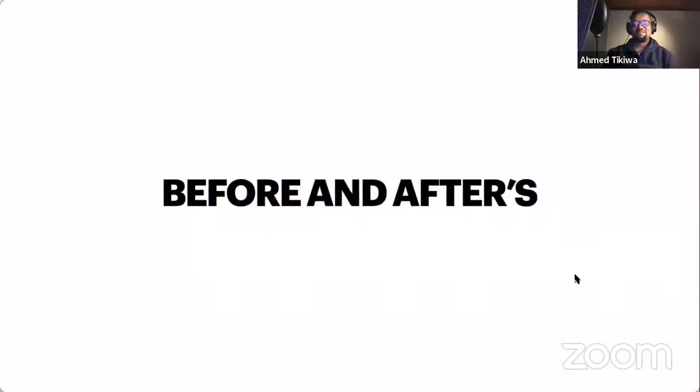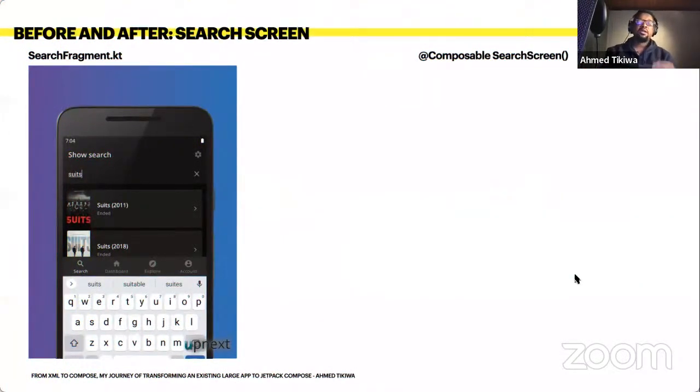Before and afters, the fun part. So for the search fragment, the imperative approach, this is how it looked on the left-hand side there. Now you will see there's a top bar, a toolbar there, and then there's a search area there, and then there's a search results, then there's a bottom navigation bar. So my exercise for these particular screens was basically transforming the areas that are contained in between the toolbar and the bottom nav bar. Then the next part of my journey will be using the compose toolbar, using the compose bottom app bar, and so forth.